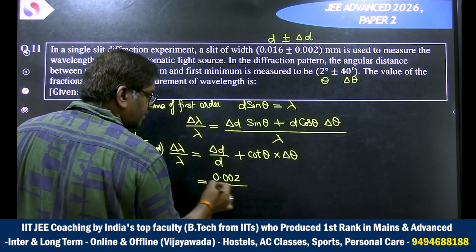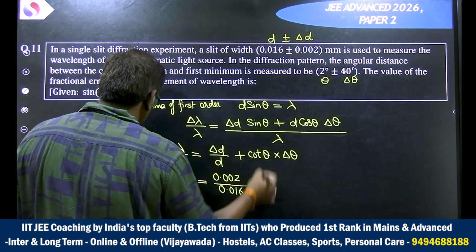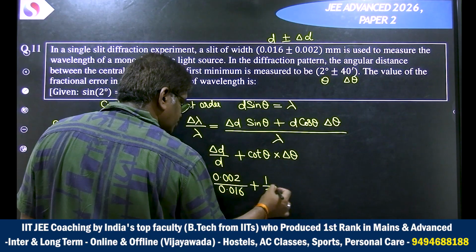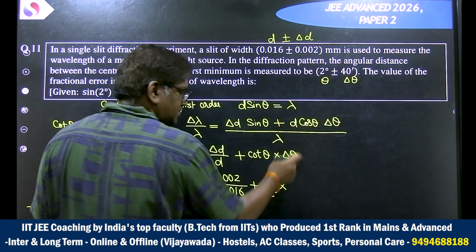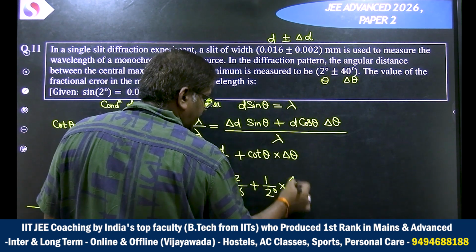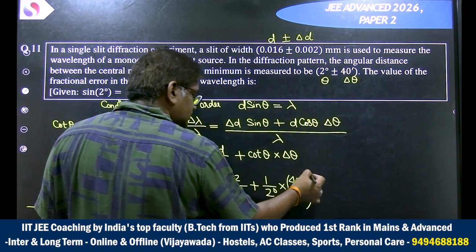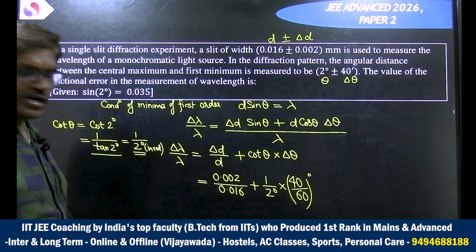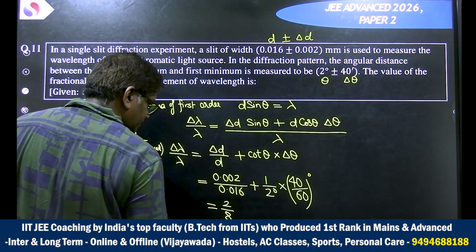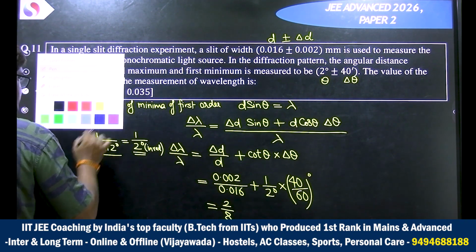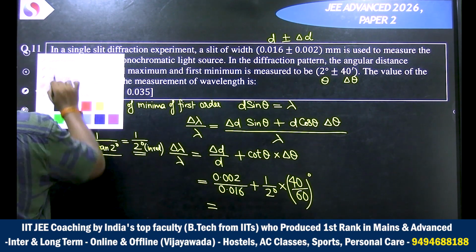That is your delta d by d. d is 0.016, plus cot theta value will be 1 by, in degree it is 2. I can convert into radian also, but I don't need it. Why? Because it is a ratio, so it will cancel out. So 40 minutes in degree will be 40 by 60. This is also degree, so no need to change into radian. Okay, finally we'll solve this. So this is 2 by 16, which means 1 by 8.